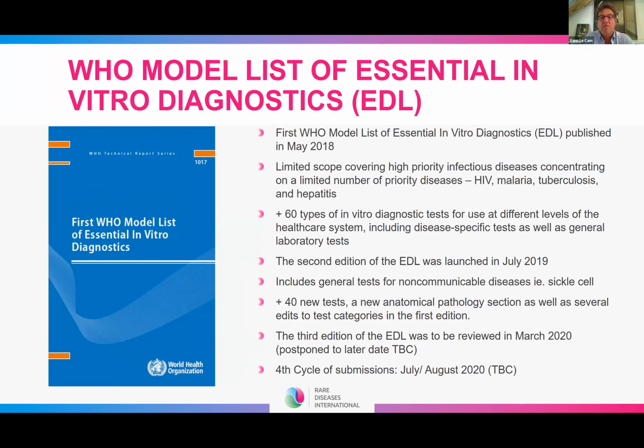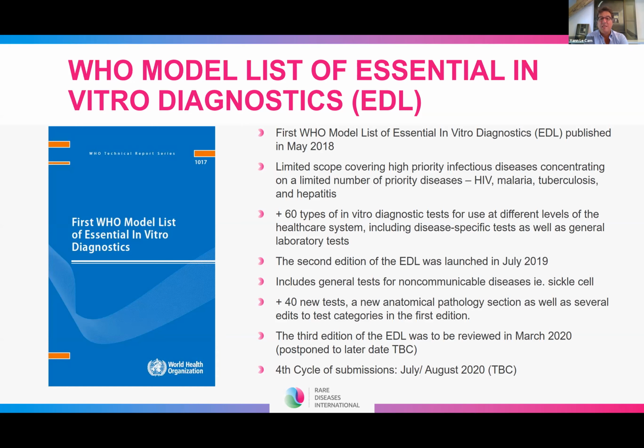So now I move to the in vitro diagnostics. The list of in vitro diagnostics is a more recent concept. It's only in 2018 that the implementation really started, and it was to cover initially the high priority infectious diseases: HIV, malaria, tuberculosis, hepatitis, but they very much welcome rare diseases. And our initial conversations with them were from early 2019, and they really welcomed us.